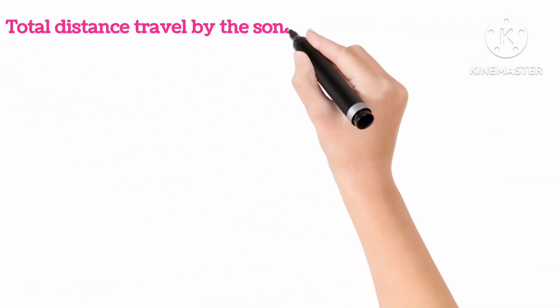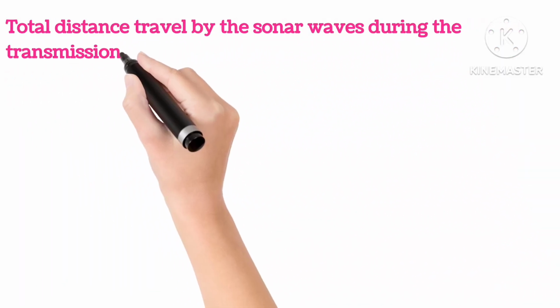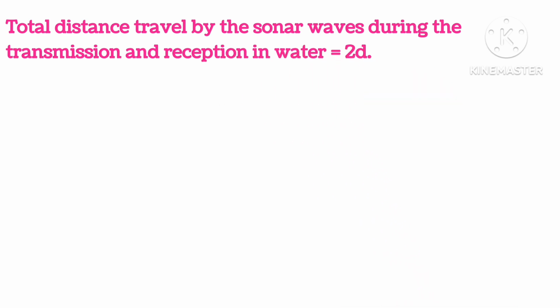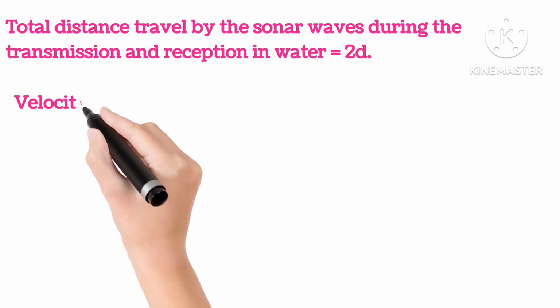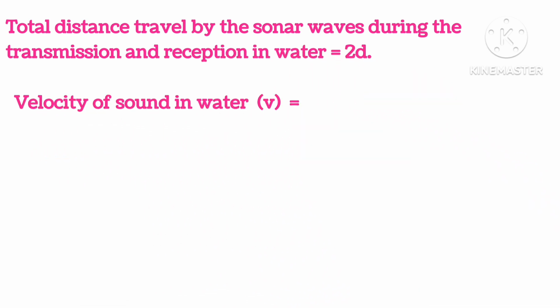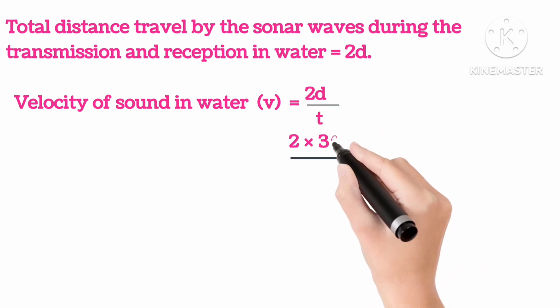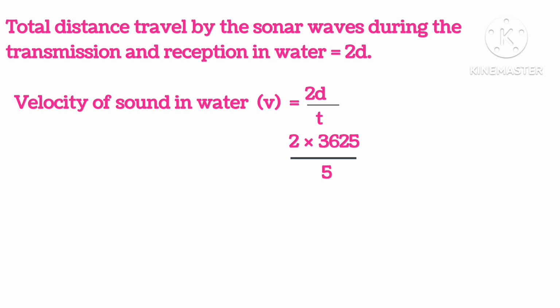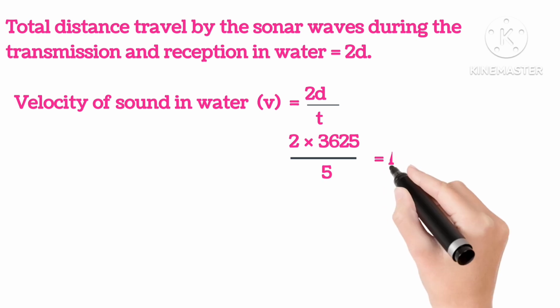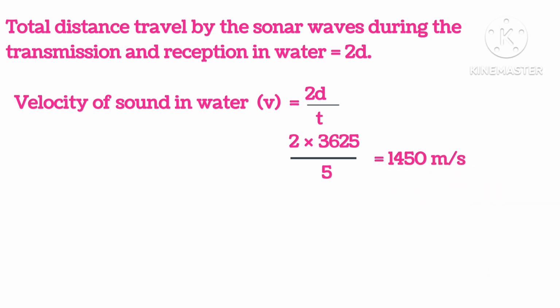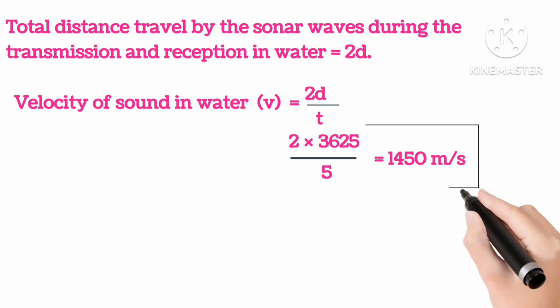So the total distance traveled by the sonar wave during the transmission and reception is 2 into d. So velocity of sound in water will be 2d upon t. So putting the values, we get velocity of sound 1450 meters per second.